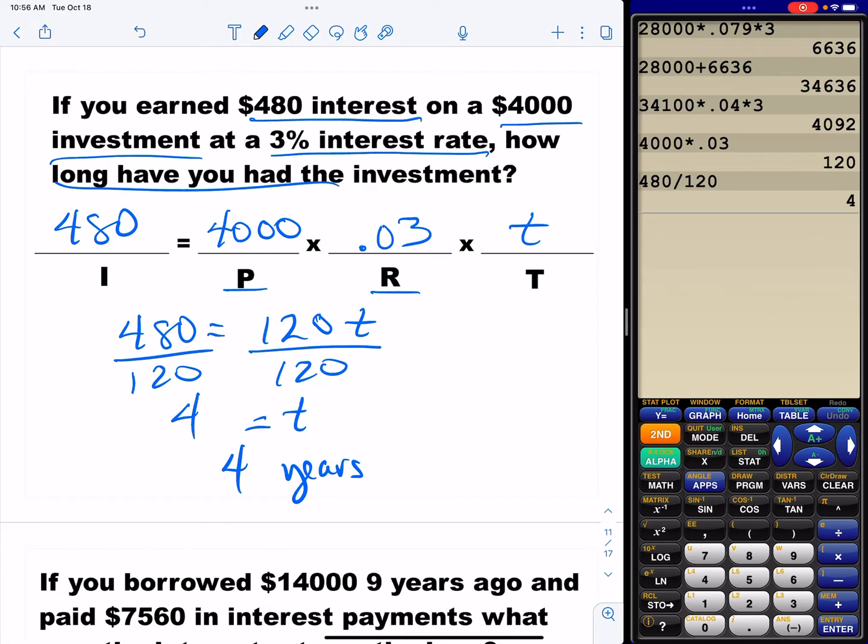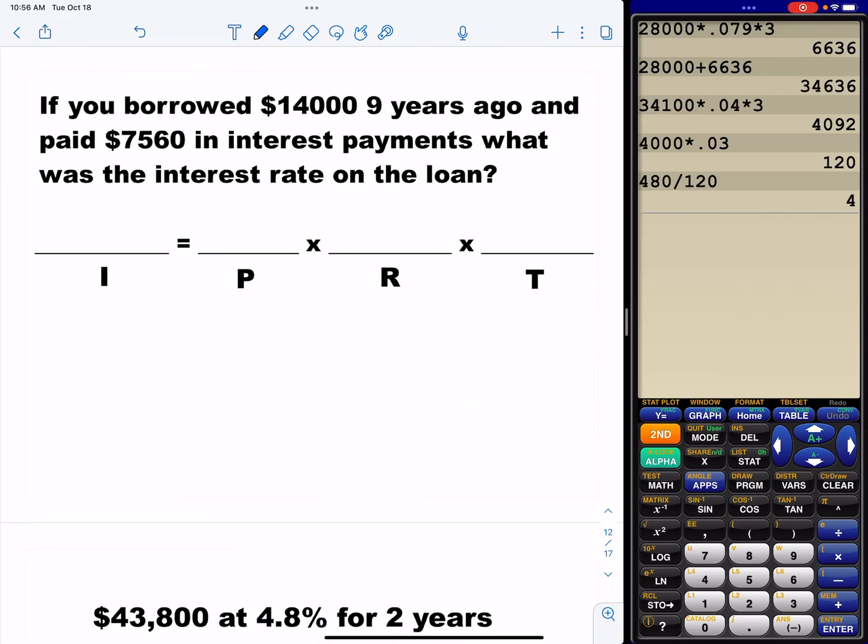So that's the other type of problem that you will have dealing with simple interest: they will ask you questions other than just interest. And so that's what we've got to be able to do. Okay, let's do one more, and then we'll be ready to call it.